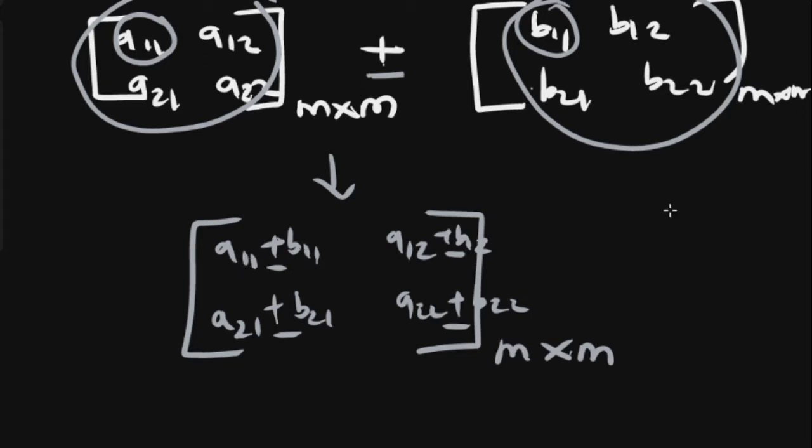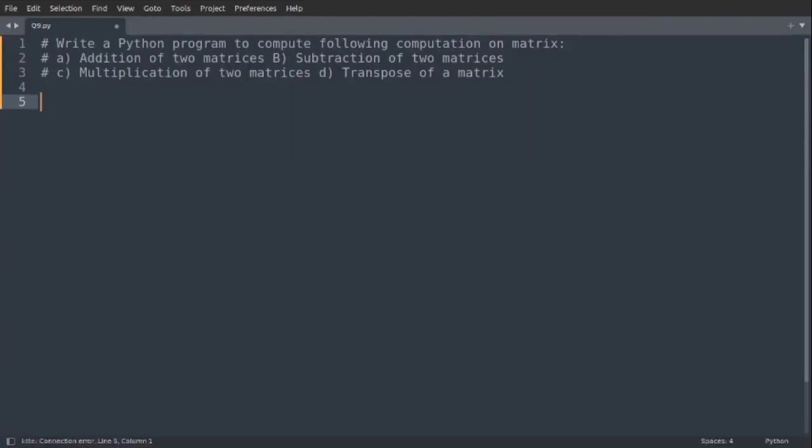So let's try to implement this code. Here we are back, and what we will do is, basically, we saw a single row.